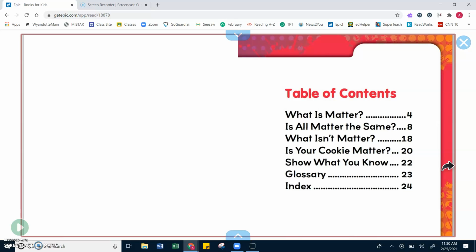If you look at our table of contents, we're going to talk about what is matter, is all matter the same, what isn't matter, is your cookie matter, show what you know. The back of our book also has a glossary and an index.